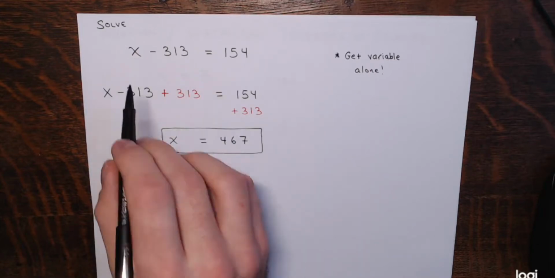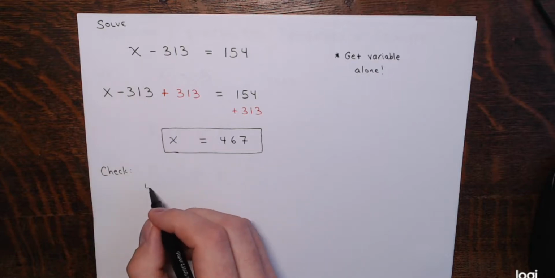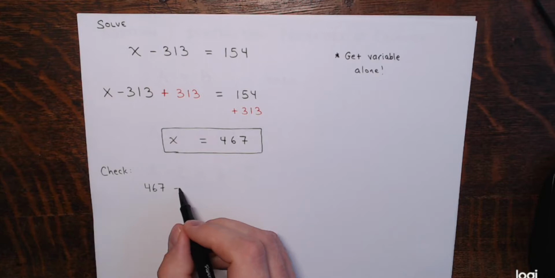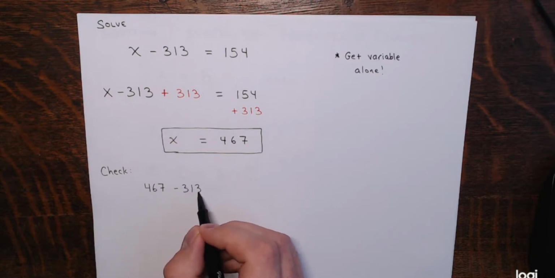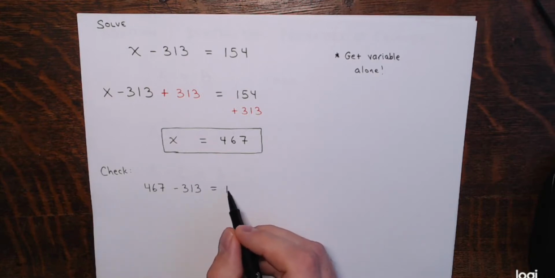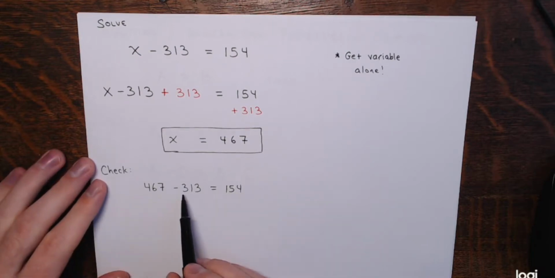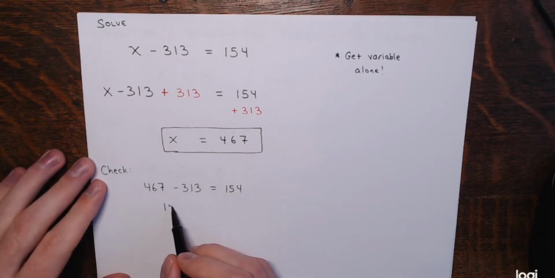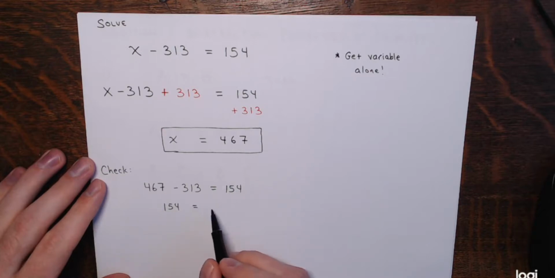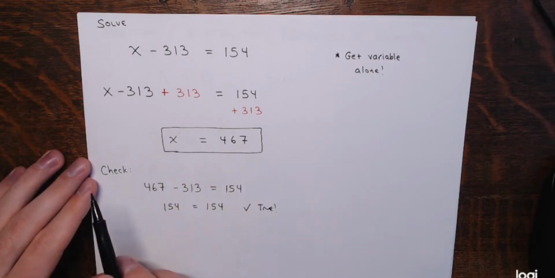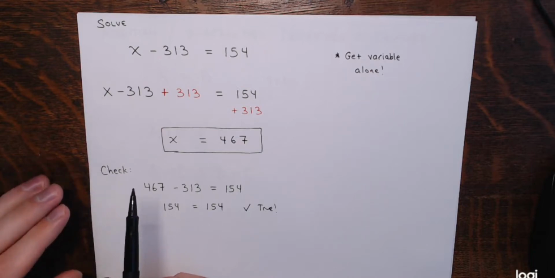So I replace x with 467, and then you have minus 313. Is this equal to 154? And yeah, 467 minus 313 is indeed 154. So you get 154 on the left and 154 on the right. This is a true statement. So this 467 for x is indeed a solution.